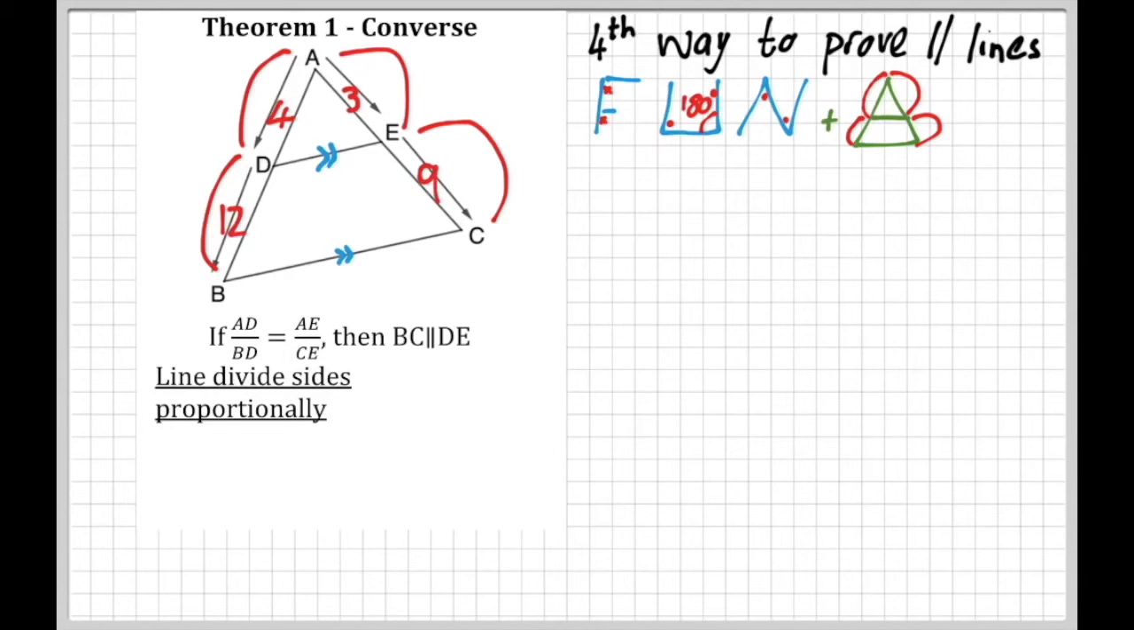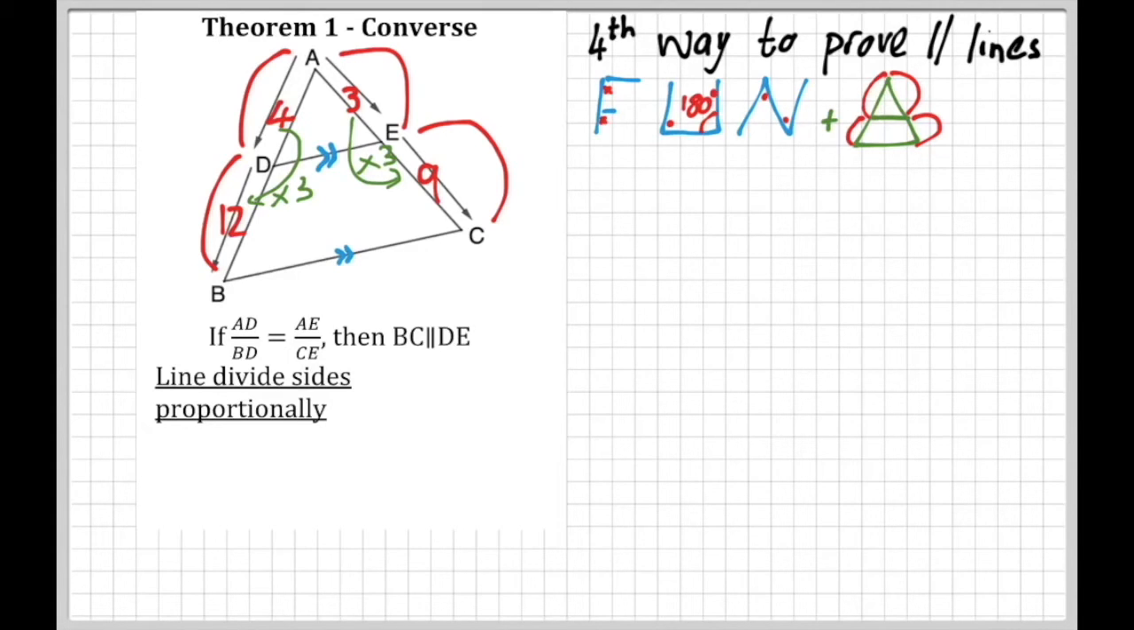So when it comes to this, let's say that AE is 3 and EC is 9. In other words, I multiplied by 3. If the same ratio exists on the left, in other words, 4 times 3, then we know that DE will be parallel to BC. And that is what Theorem 1's converse says to us.